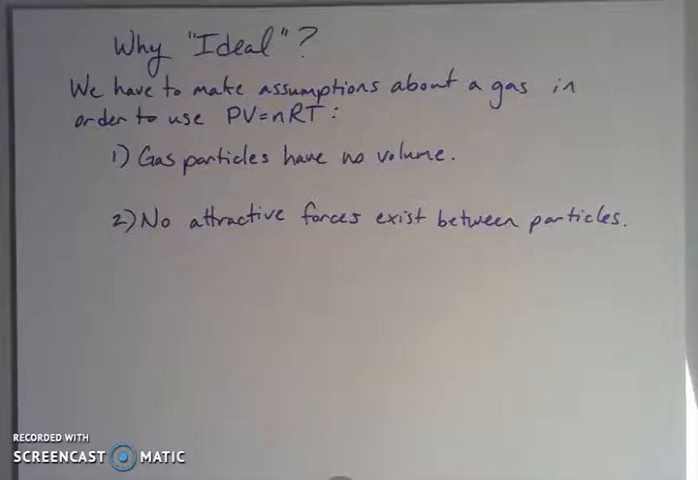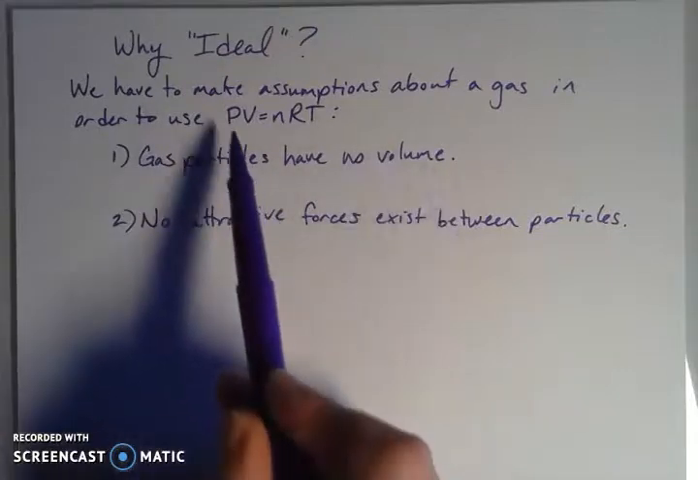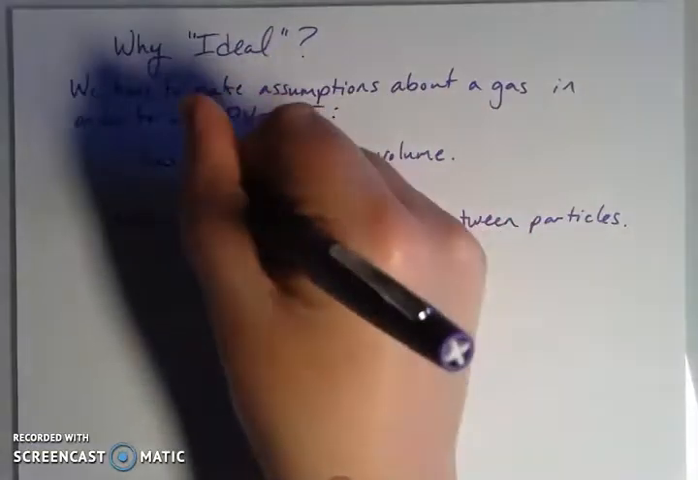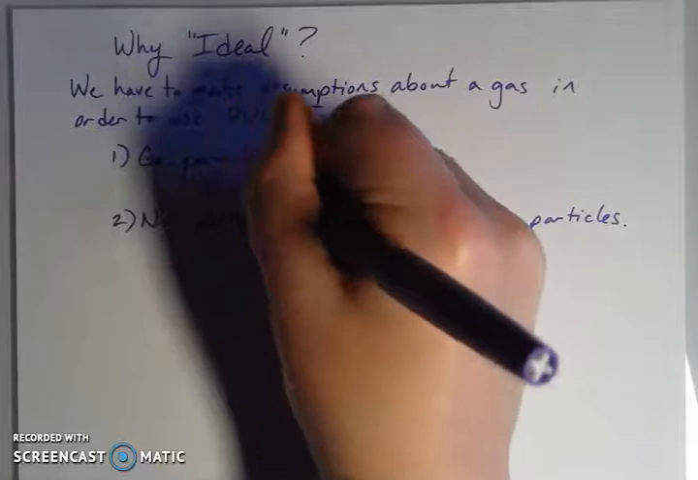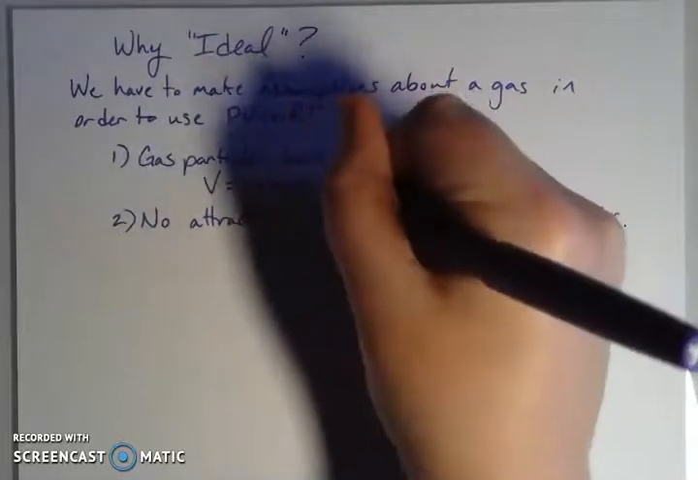Because assumption number 1 is that the gas particles have no volume, which we know isn't true, because anything that has mass and is made up of subatomic particles is going to take up some amount of space. But we're assuming that that amount of space is negligible compared to the container that it's in. So when we're talking about a gas here and we're using PV = nRT, we are assuming that V, our volume, is really just the volume of the container that it's in.